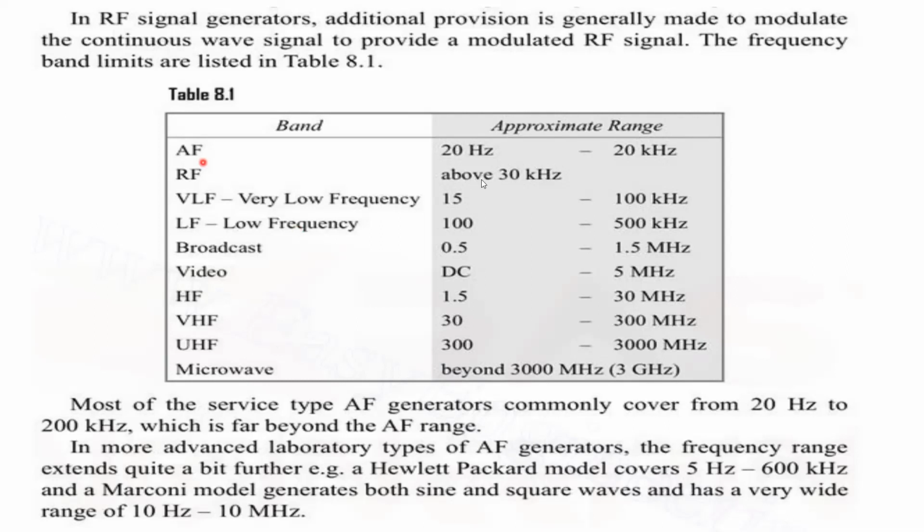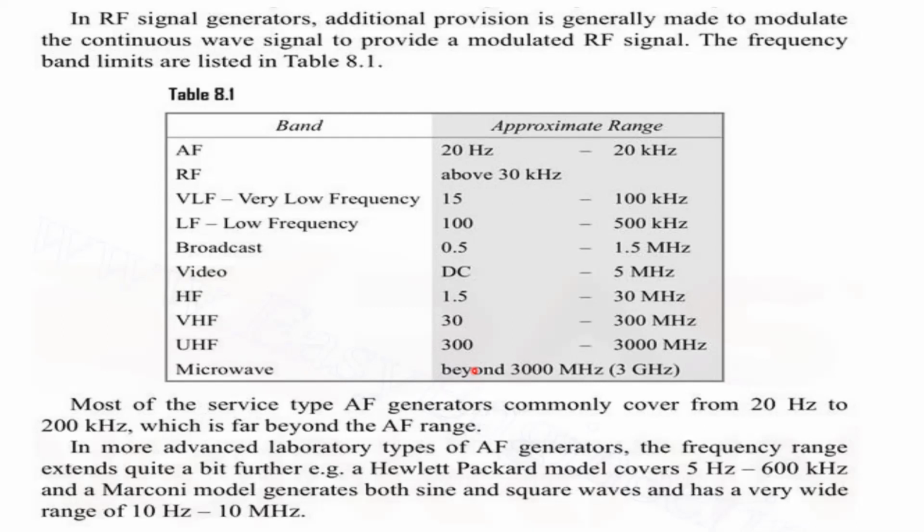Audio frequency range is 20 hertz to 20 kilohertz. Radio frequency range is above 30 kilohertz. Very low frequency is 15 to 100 kilohertz. Low frequency is 100 to 500 kilohertz. Broadcast is 0.5 to 1.5 megahertz. Video, that is DC type, is up to 5 megahertz. High frequency is 1.5 to 30 megahertz. Very high frequency is 30 to 300 megahertz. Ultra high frequency is 300 to 3000 megahertz. Microwave range is beyond that, 3000 megahertz, that is, it may reach approximately 3 gigahertz, like that.